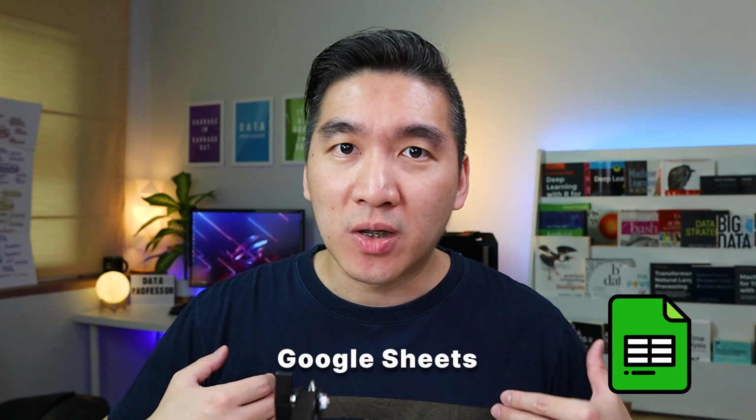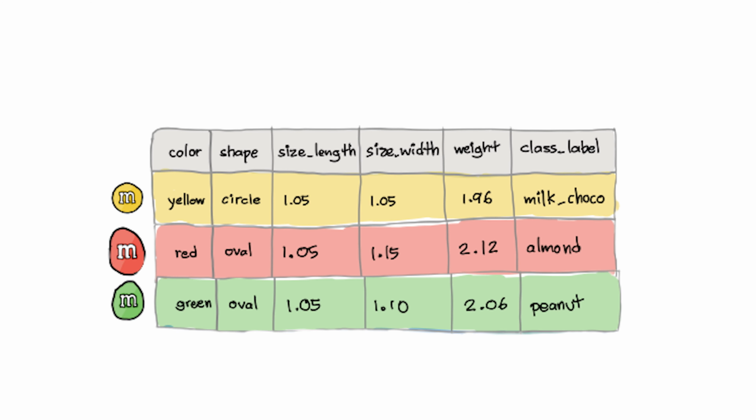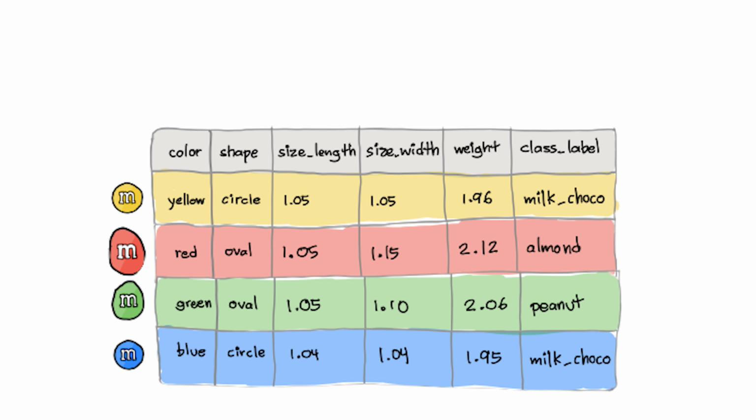And so I can document this into written or digitized form by creating a simple spreadsheet using programs such as Microsoft Excel or Google Sheets. Here, let me show you. Each row represents a single M&M. So if I have 100 M&Ms, I will have 100 rows.